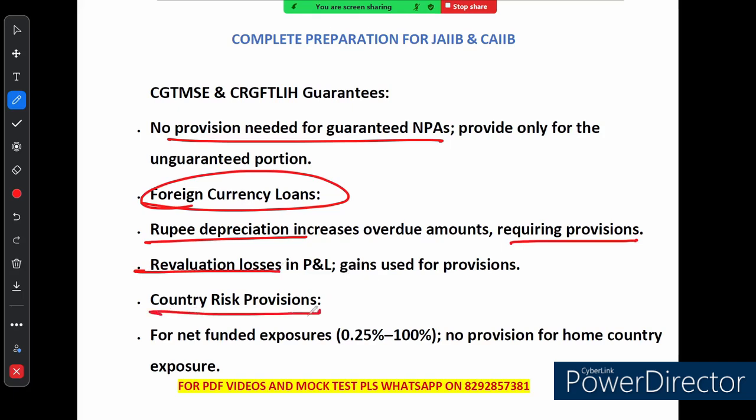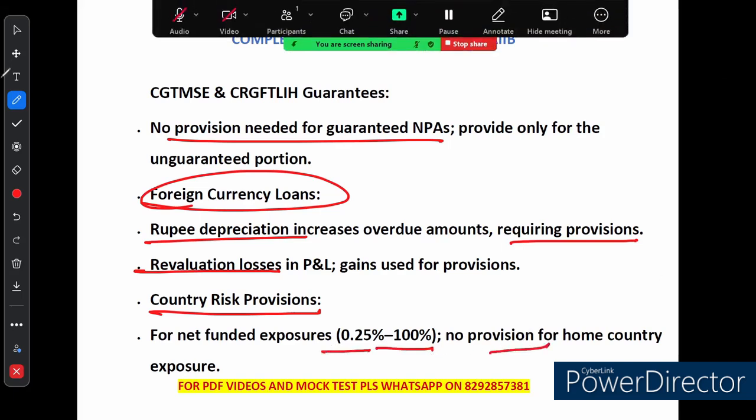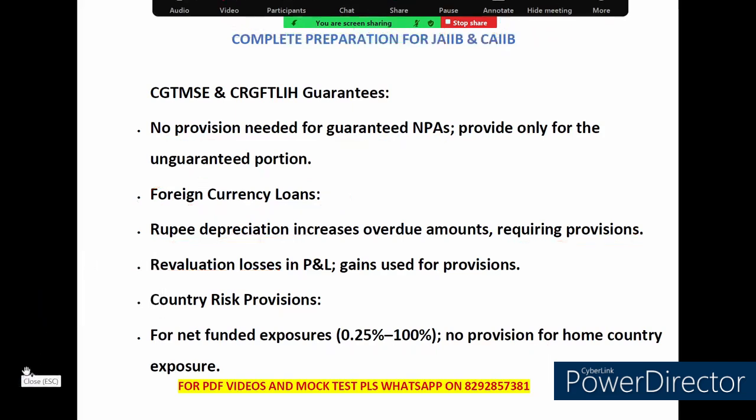Finally, for country risk provision, banks need to set aside money for loans given to foreign countries, with the amount ranging from 0.25% to 100% depending on the risk. However, no provisioning is needed for loans in the bank's home country, right? That is called country risk. You know country risk, already you know about it.